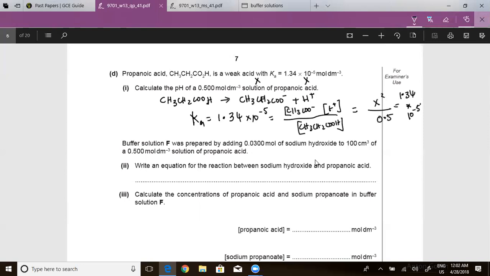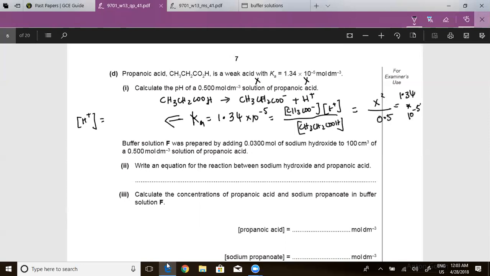Normally you might think that at equilibrium the concentration of propanoic acid should be lower, but the dissociation is so little that it doesn't really affect the concentration. So the acid still stays about 0.5 moles per dm cube. After that, you can solve for X. X is the concentration of H plus. And then you convert that to pH by doing minus log base 10 of that.